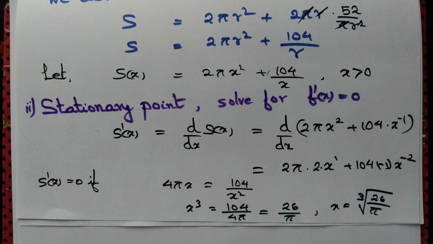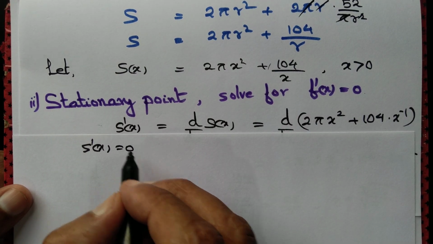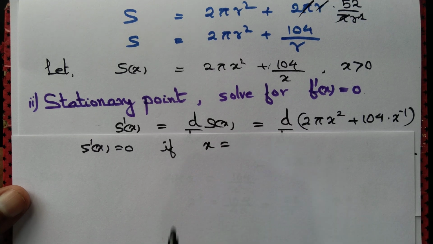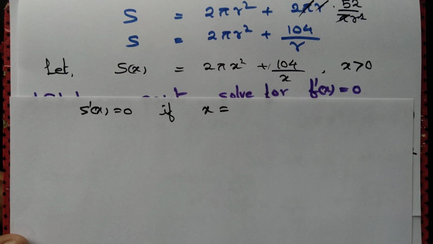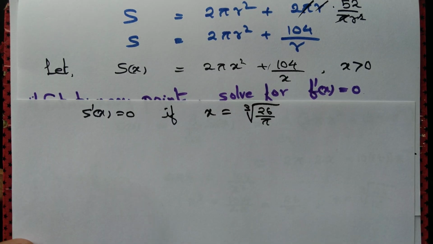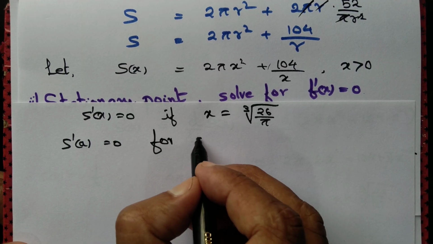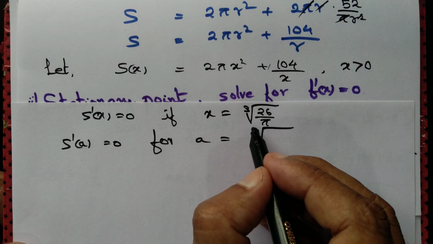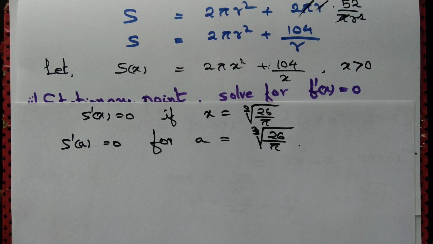So did we determine the stationary point a? The answer is yes. Once again, s dash x equal to 0 if x equal to cube root of 26 by pi. So s dash a equal to 0 for a equal to cube root of 26 by pi. Now third criterion, f double dash a has to be positive.